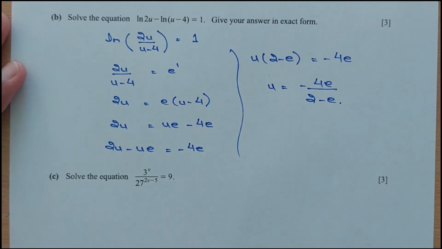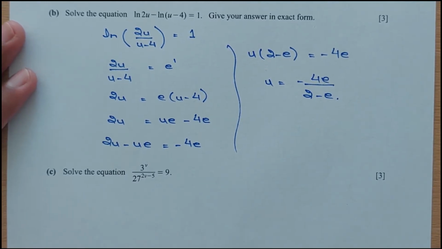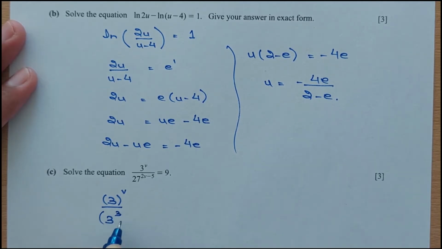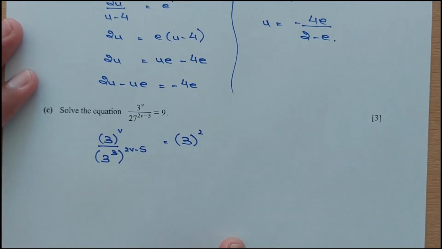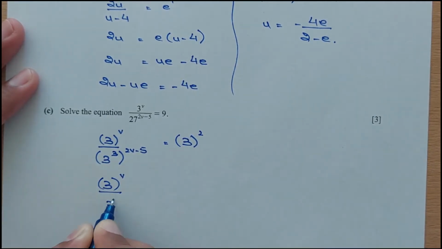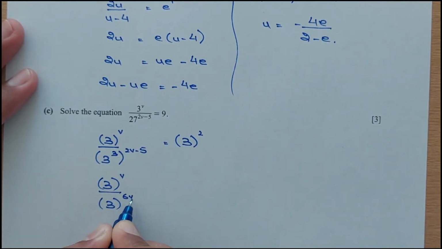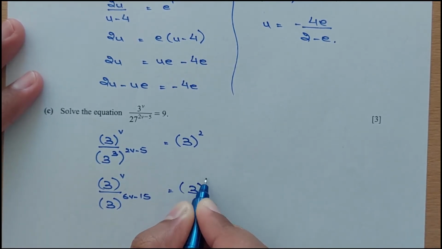Now for part C, solve the equation. So let me convert all the terms into the power of 3. So this is 3 power v and 27 is 3 cubed. So 3 cubed whole power is 2v minus 5, and 9 is 3 squared. Let me simplify this further. 3 power v divided by 3 power, we have to multiply 3 with 2v and 5. So 2 times 3 is 6v and 3 times 5 is 15, equals 3 squared, right?